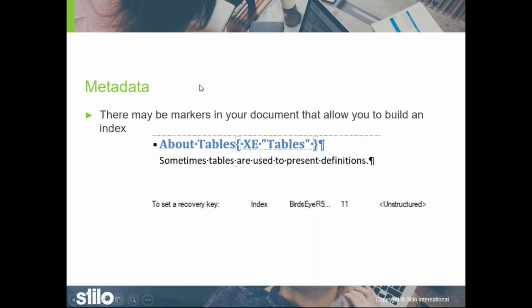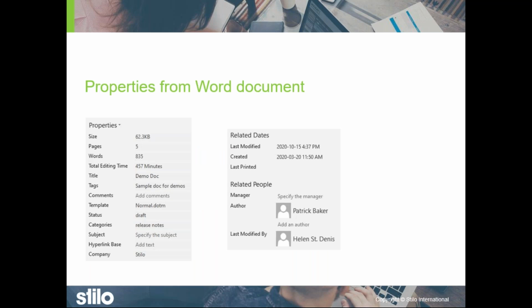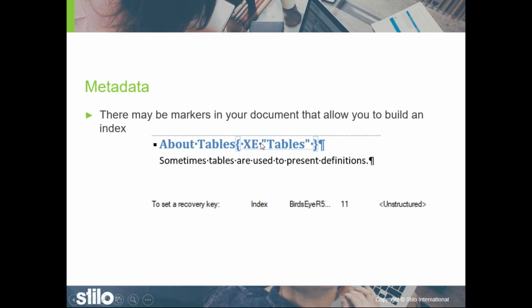There's a bunch of other stuff that's not visible when you look at your content, first of all, but that contains useful information that you're going to want or possibly want to keep as metadata when you move to DITA. So there could be markers in your document that allow you to build an index. So this is an example of what it looks like in Word with the field codes on. So it's got the field codes on, and that's going to be an index. Index term would be tables. And the FrameMaker one looks like this. So it's an index term, and I've got to set a recovery key.